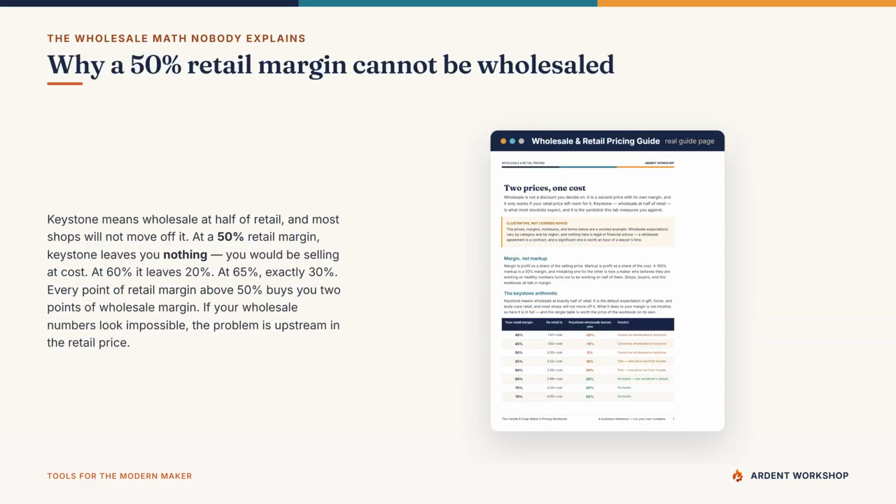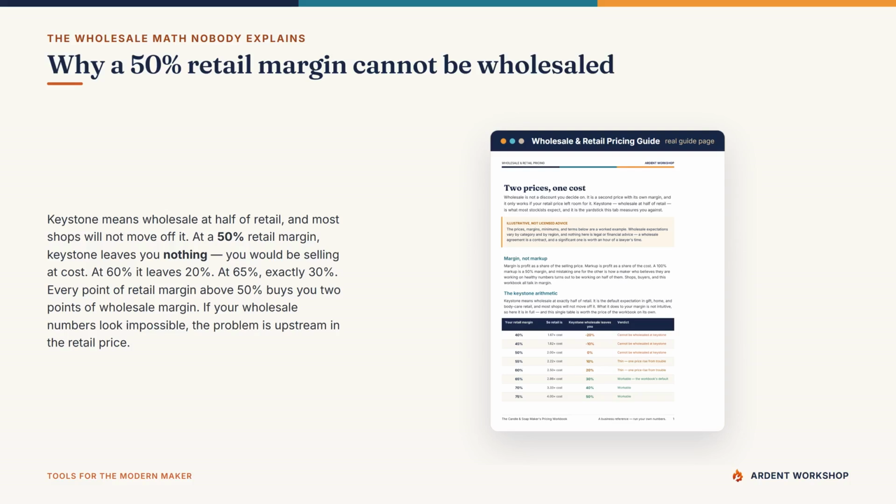Which brings us to the piece of wholesale math nobody explains. Keystone means wholesale at half of retail, and most shops will not move off it. At a 50% retail margin, Keystone leaves you nothing at all. You would be selling at cost. At 60%, it leaves 20. At 65, exactly 30. Every point of retail margin above 50 buys you 2 points of wholesale margin.